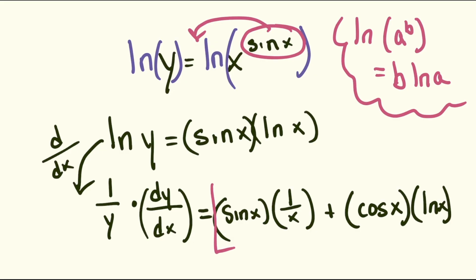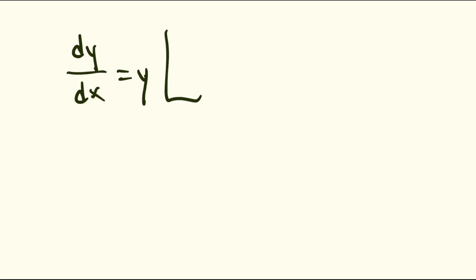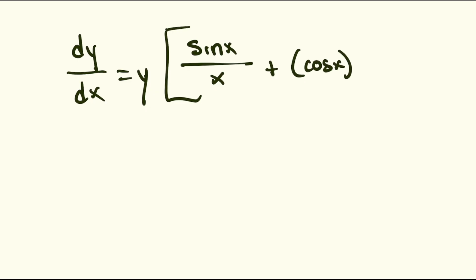Next, we're going to put big brackets around this, and we're going to take this 1 over y prime and multiply both sides by y, so we can bring y over to the right-hand side of our equation. So this is going to give us dy dx is equal to y times, and I'm going to rewrite sine of x times 1 over x as just sine of x divided by x, plus our cosine of x natural log of x. Now we could leave it here, but let's do one last step.